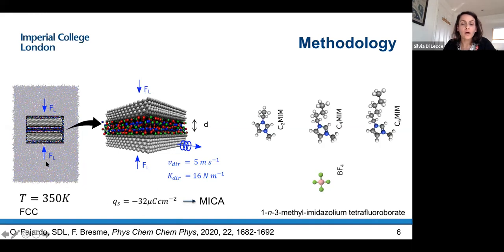And then we apply the load by accelerating the atoms of the wall. Then we simulate the shearing by attaching one of the walls to a spring and pulling this wall. In this simulation setup, the thickness of the confined ionic liquid can change.